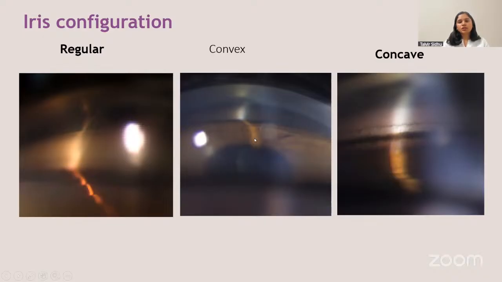Convex iris configuration is when the line over the iris is bowing anteriorly. This is in angle closure. And then we have concave iris configuration. Here the iris is bowing posteriorly, causing pigment to release in pigment dispersion syndrome. This is a concave iris configuration.